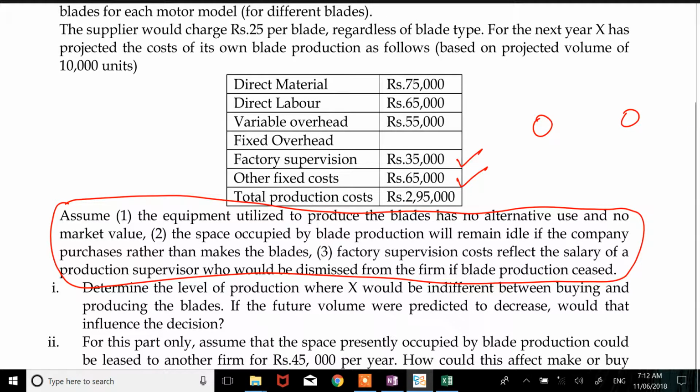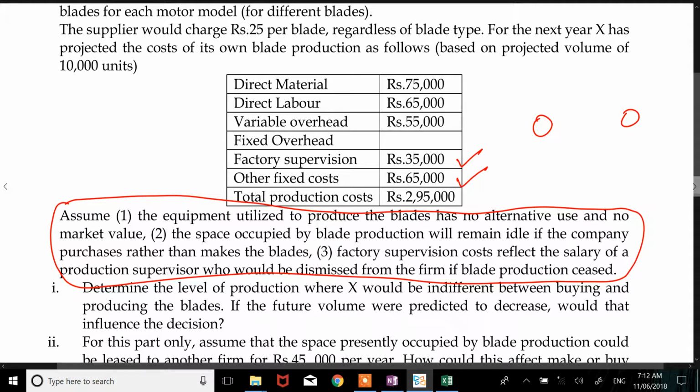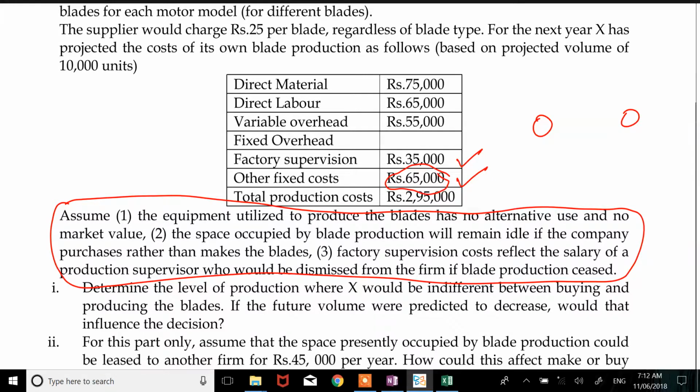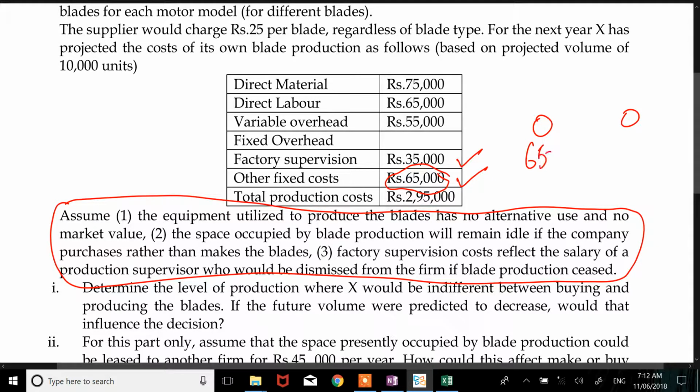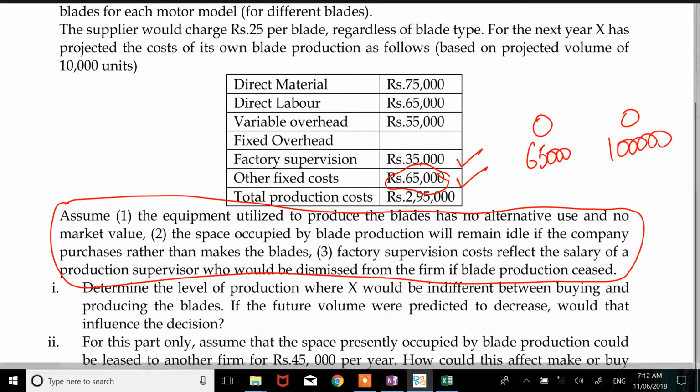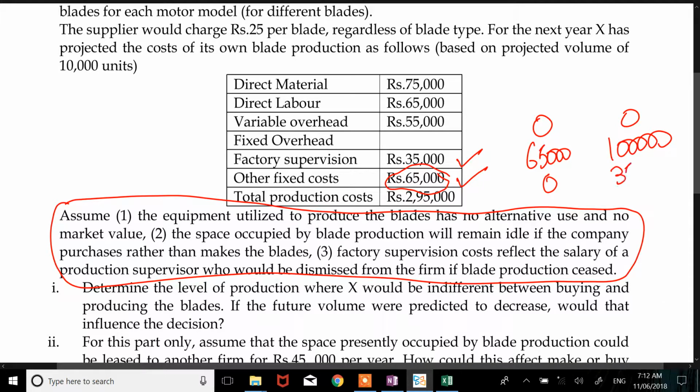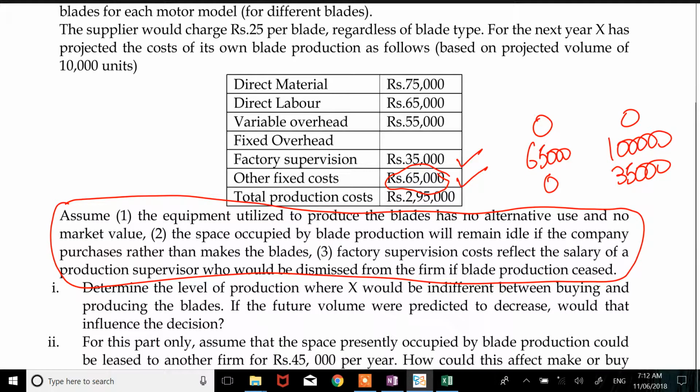Now how do I write this? Of this 35 and 65, the 65 will anyway be incurred by the company. So either you can write purchasing 65,000, producing 1 lakh. When you purchase blade, you will incur 65. Why 65? The 65,000 will continue to be incurred by the company, and for the other part it is 1 lakh. Or you write it as 0 and 35,000. Both will give me the same answer because I bother about the difference only.